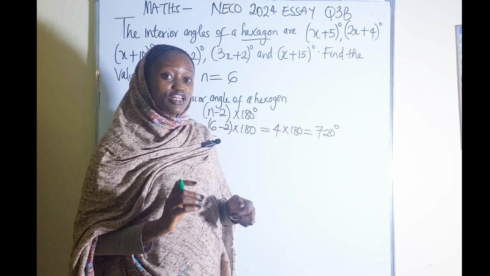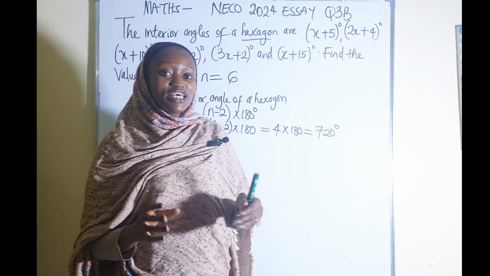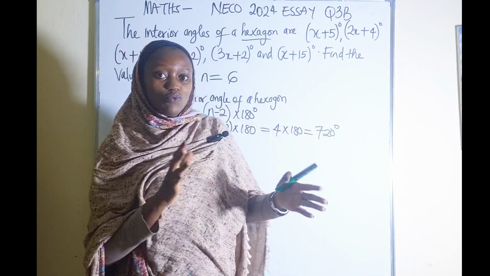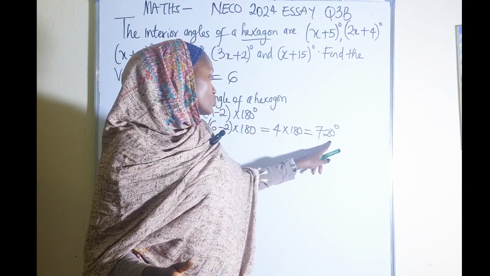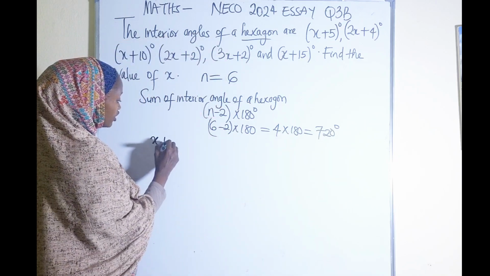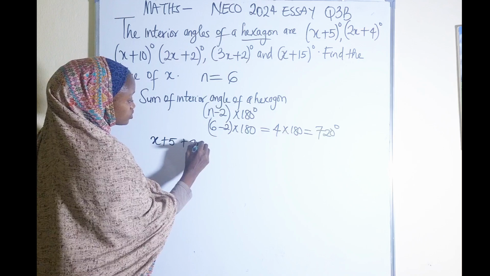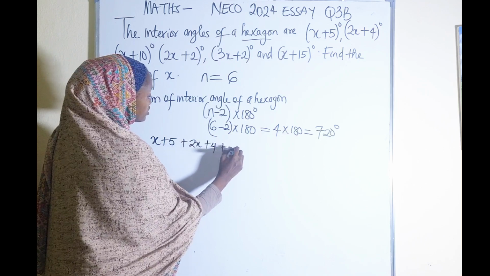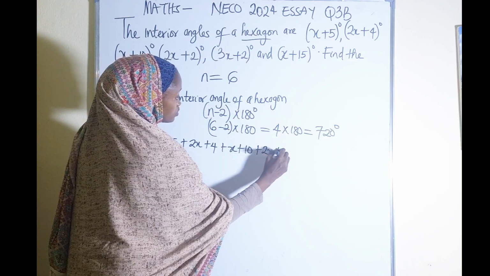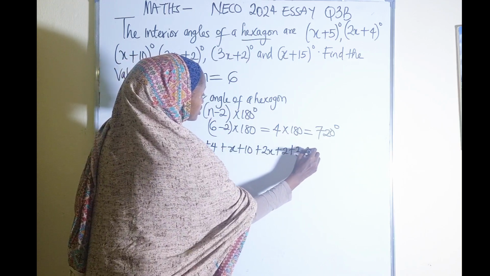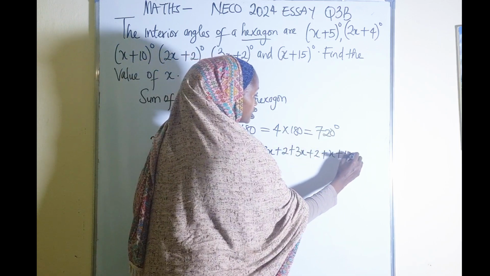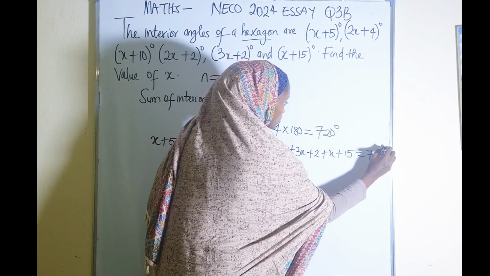Now, for us to get the value of x, all we need to do is to take the sum of all the angles given and equate it to the value we got here, which is 720. So we have x plus 5 plus 2x plus 4 plus x plus 10 plus 2x plus 2 plus 3x plus 2 plus x plus 15. This is equal to 720 degrees.